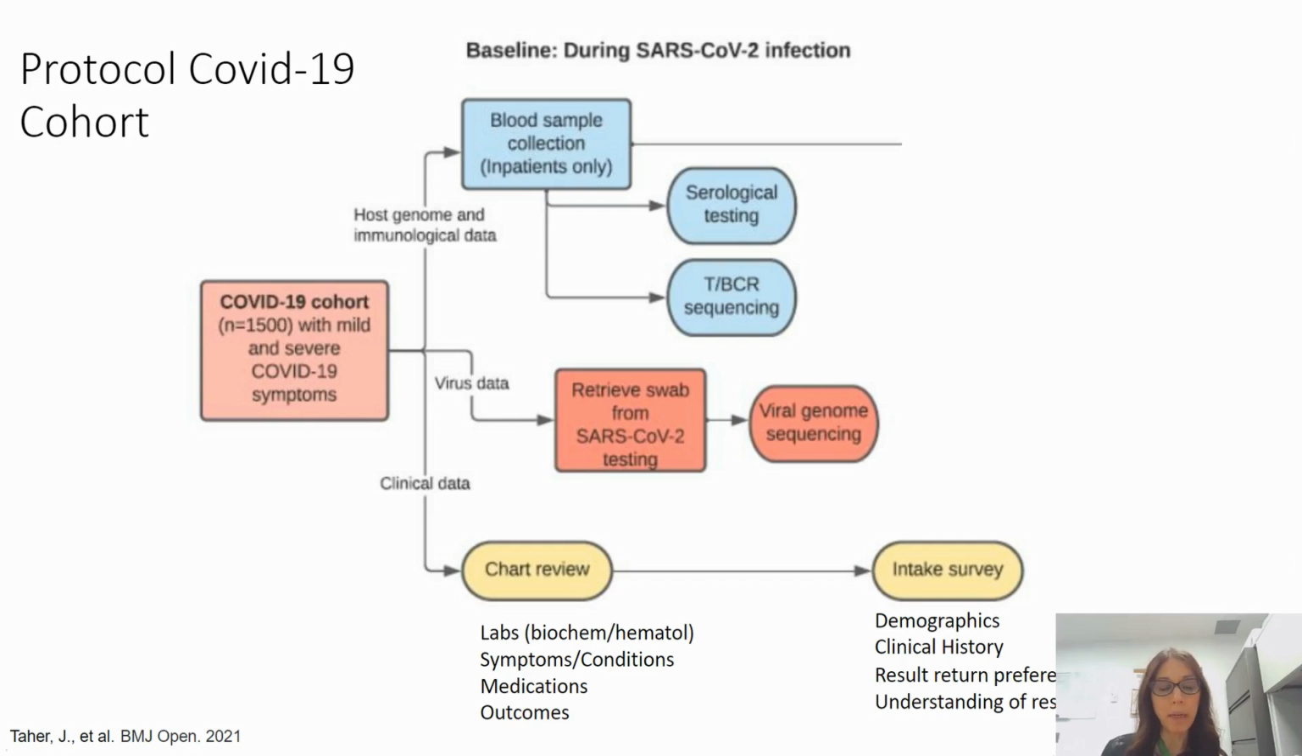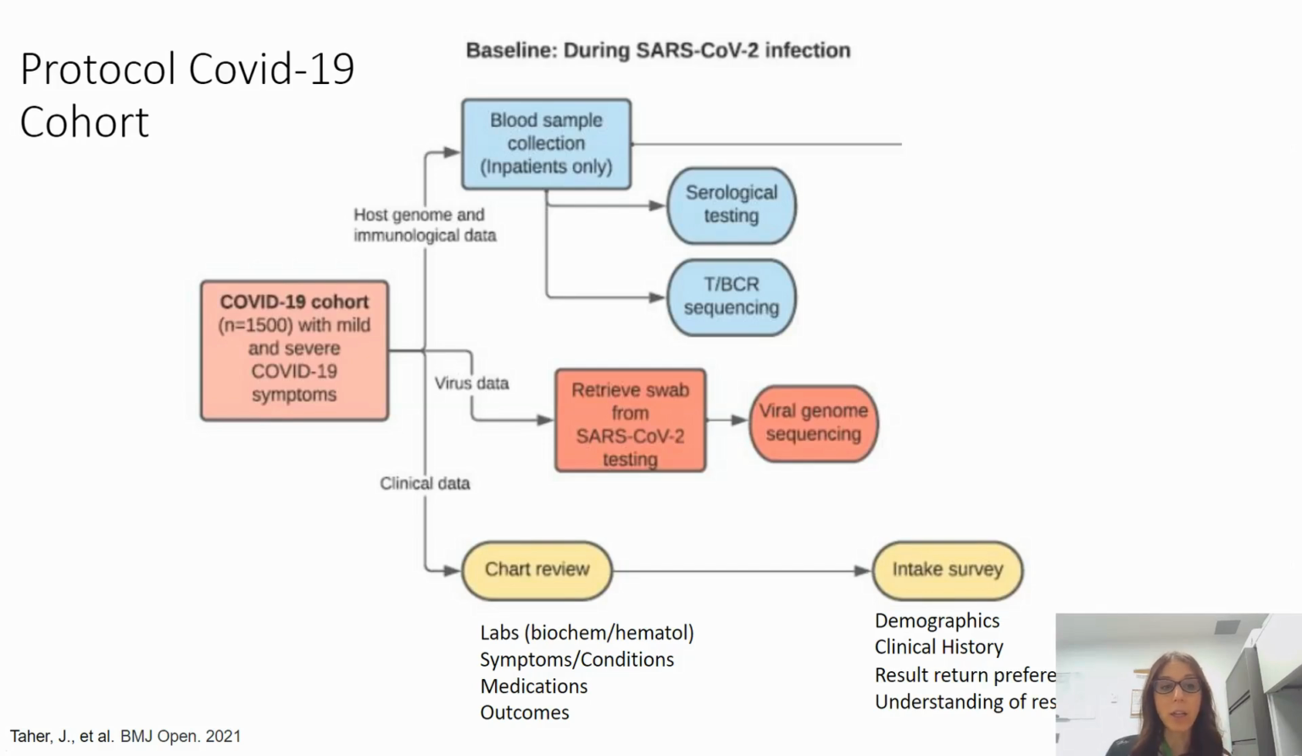Okay, so the initial aim of our study was to recruit around 1,500 individuals, which we were pretty close to. And these individuals were patients with mild or severe COVID-19 based on whether they were outpatients or inpatients. At the baseline measurement, which is what I'm showing here on the slide, we collect a blood sample, which is shown by the blue boxes, and that's used for serological testing as well as T and B cell receptor sequencing. Most commonly, blood at baseline is only collected for inpatients because we didn't have access to outpatients at that time. And we also receive the viral swab, which is shown in the red boxes, and we use that for viral genome sequencing to determine the viral strain that the participant had.